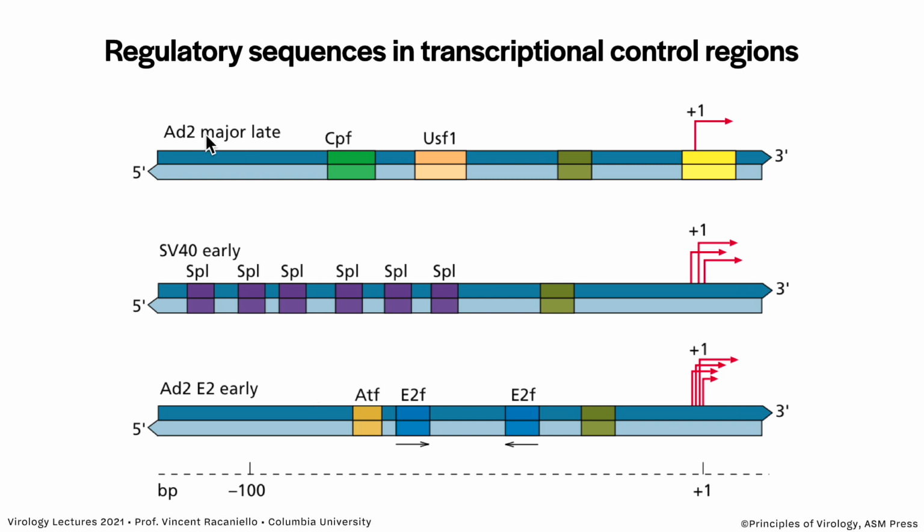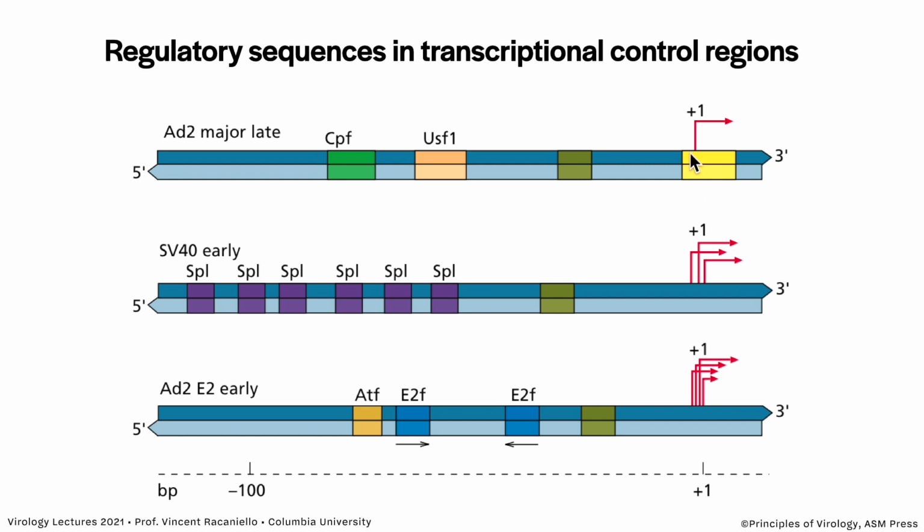So we have here an adenovirus major late promoter, and what that means you're going to see in a bit. Down bottom, we have an adenovirus early promoter. So there's some temporal regulation here you're going to see. And then we have the SV40 early promoter. And they're all different. Here on the right is the transcription initiation site.